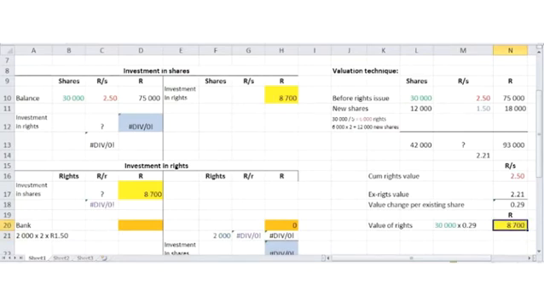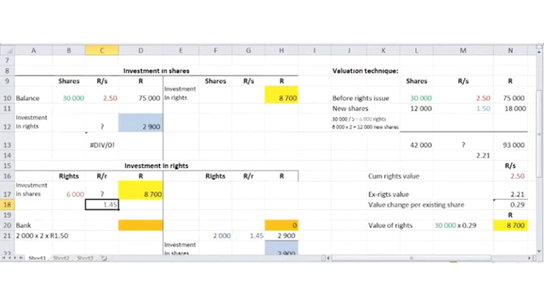So what happens in your T accounts? In the investment in shares account, you take a credit to the investment in rights account for the 8,700. So you de-recognize the value of the rights into its own T account, the investment in rights account. So the 8,700 is now represented by how many rights? That represents 6,000 rights, so you can calculate a Rand per right.